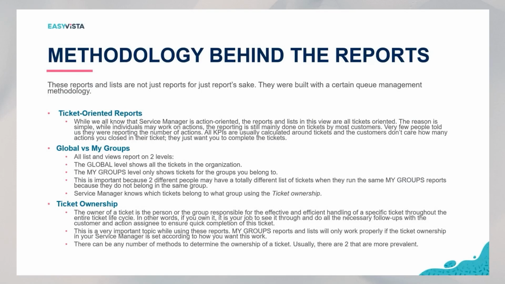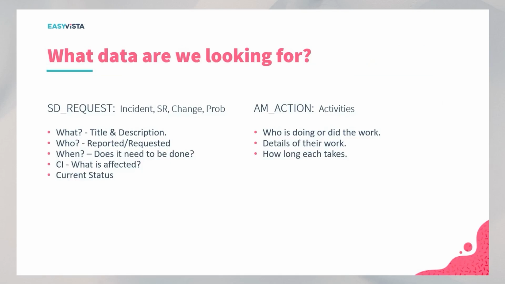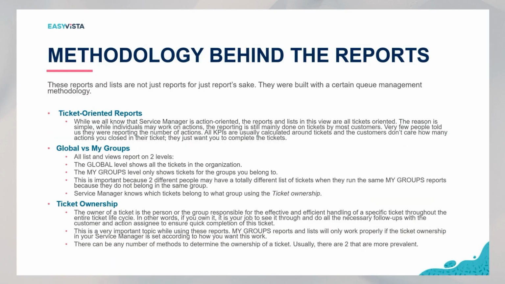Okay, there's a methodology on how these reports were built. They are ticket oriented, and that's where I think I had my slides out of order. I wanted to remind you what tables hold which type of data. ST requests, that's your ticket. AM action, that's the work that is done to support that ticket. These reports are all ticket oriented, but knowing that we can add tables to the parent query, we can join the AM action table, so we can still get action data out of these reports.